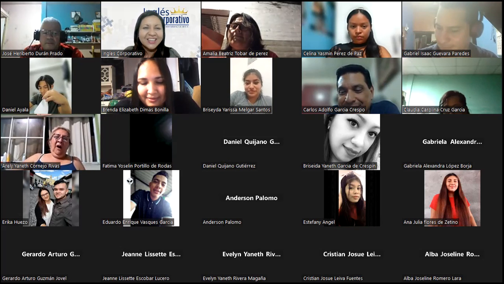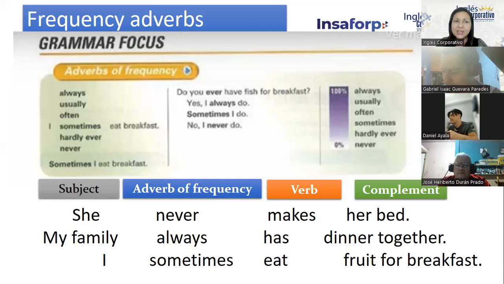Okay, so right now we're going to continue with the next topic. This topic is frequency adverbs or adverbs of frequency. Well, I don't know if you can see these, but I hope you can. Well, adverbs of frequency are words that we use to express the frequency in which we do some activities.